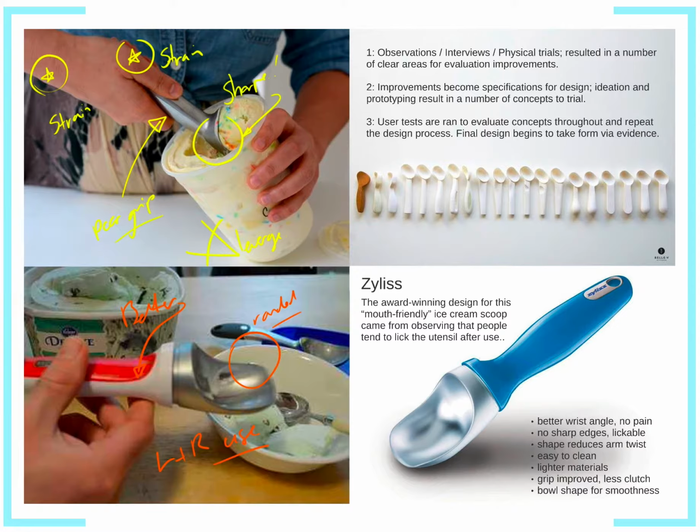And what they found out was the current scoop, depending on the size of the handle, puts a lot of strain on the wrist, puts a lot of strain on the thumb and the carpal tunnel.